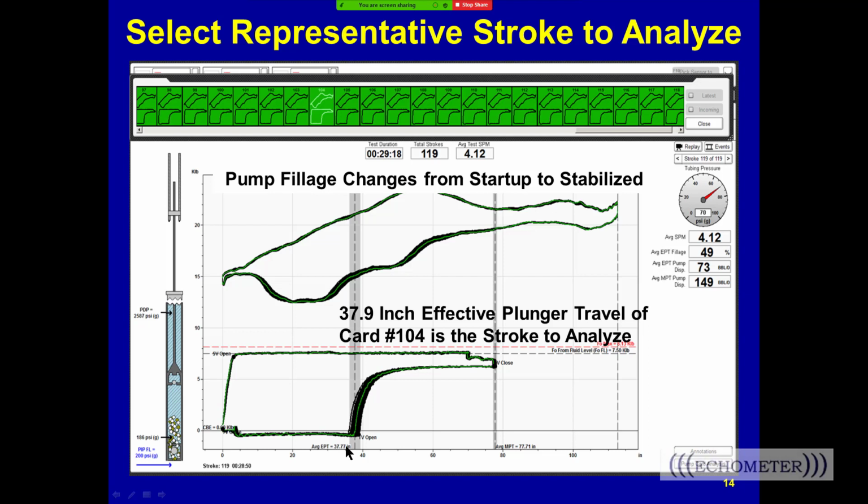And so then if I was going to pick a stroke for all these strokes to do the calculations on, I would try to find a stroke with the trailing valve opened when the effective plunger travel was about 37.77 inches. And that would be the stroke that I would claim is the representative stroke. And so in this case, I said stroke 104 is closest to the average, and that's 37.9 inches, and so that's the stroke I'm going to use to do the rest of these calculations in this software.